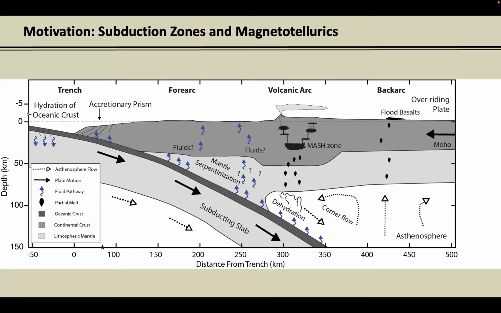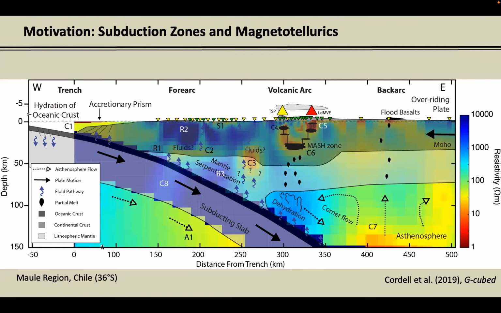And this conceptual model is not taken from a textbook or anything, it's just drawn on top of an MT model. This is from the Maule region, Chile, at 36 degrees south. What you can see with the MT is it's really good at imaging these fluids across a wide range of spatial scales. You've got some fluids coming out in the forearc, which are imaged as red blobs, which are conductors. Again, more electrically conductive materials are usually aqueous fluids or melts. So if you see red, you can think, okay, that's probably fluids or melts.